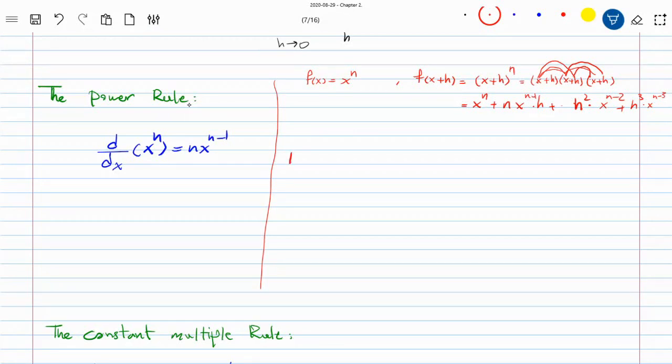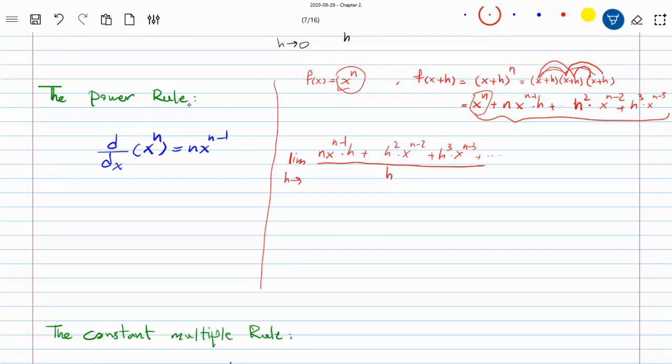So what you see is the limit of f of x plus h would be all these stuff minus f of x. So it would be minus x to the power n. And what does it give you? These two terms will cancel out. And what is left is n x to the n minus 1 times h plus something times h squared times x to the n minus 2 plus something times h cubed times x to the n minus 3 and so on, all these other terms, all divided by h as h approaches 0.